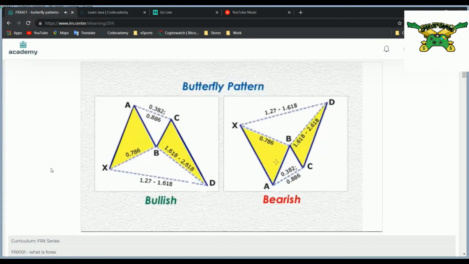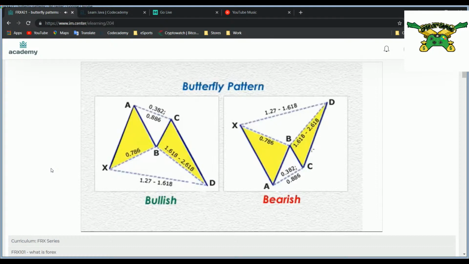to A has a retracement to B, and it's a deep retracement up of 786% of the prior swing down. From B down to C, the market goes between a 38 and 88% retracement, and then that next drive up is where the market gets to that extension leg.